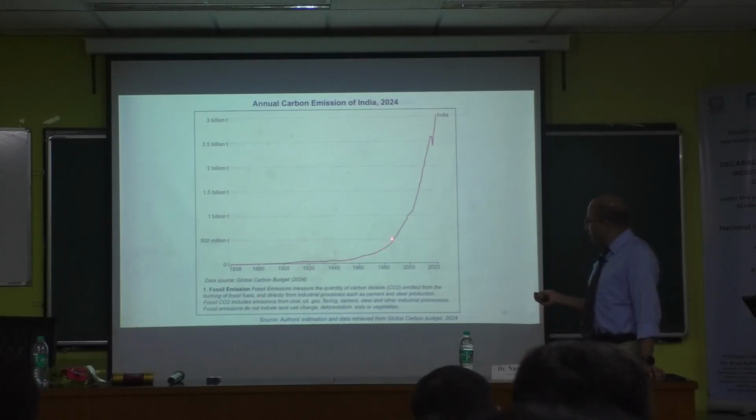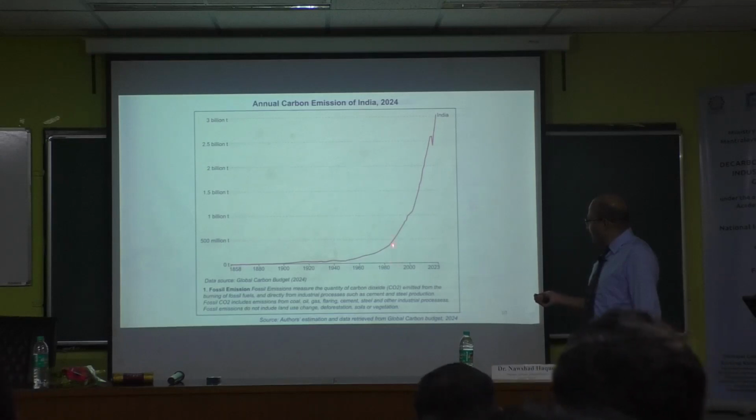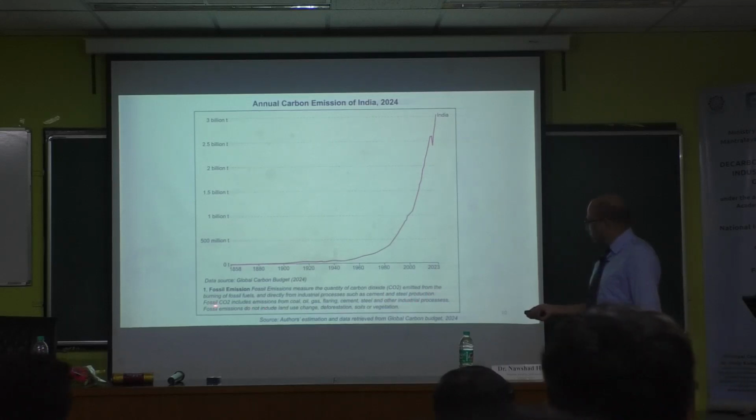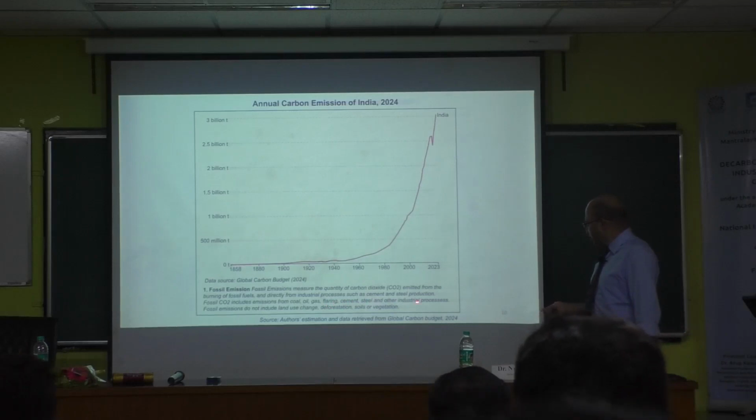It was very low until 1995, and then suddenly picked up. And is that emission? It says global carbon budget, fossil emission: major quantity of carbon dioxide emitted from fossil fuel directly from industrial processes, cement and steel production. So that looks like a major contributor. Fossil CO2 includes emission from coal, oil, gas, flaring. You know flaring, right? So the gas industry. Cement, steel and other industrial processes. Fossil emissions do not include, I think I know that, land use changes, deforestation, soil. So except land use, these are the emissions.